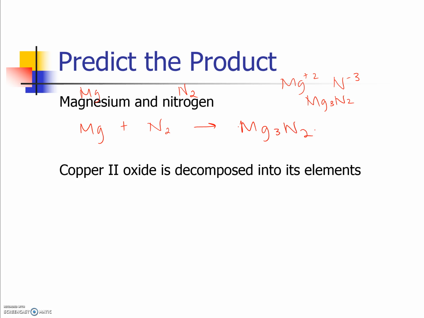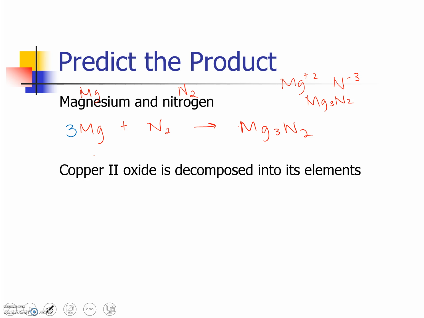That's a synthesis reaction, and once it's done, now I need to go back and balance it. I have one Mg, I have three Mgs, and I have two Ns, I have two Ns. So my Ns are good. It just looks like I need to go ahead and balance my Mg by putting the 3 there. And so that one is good to go.